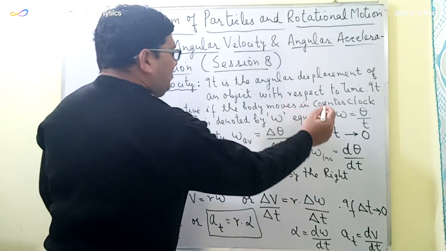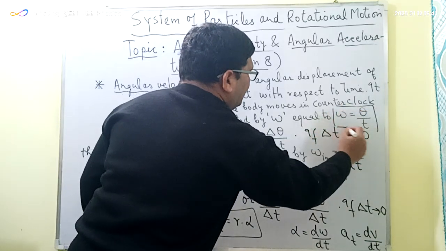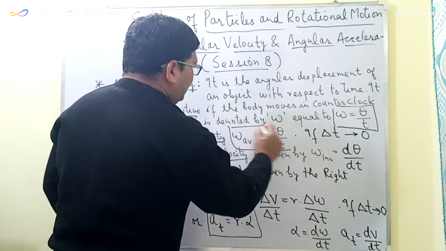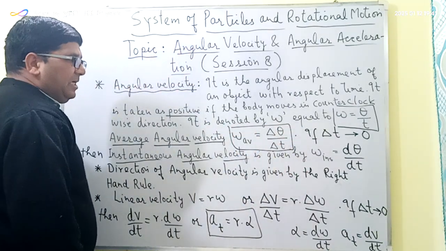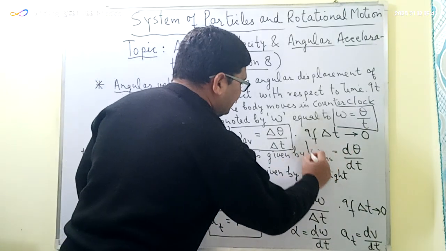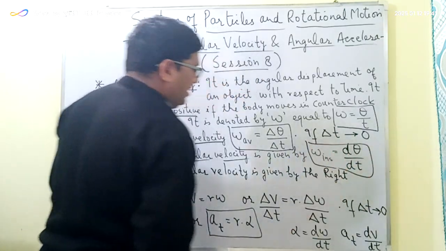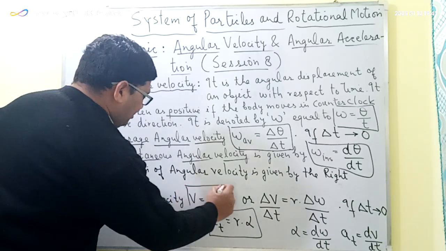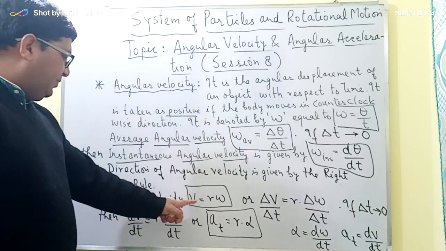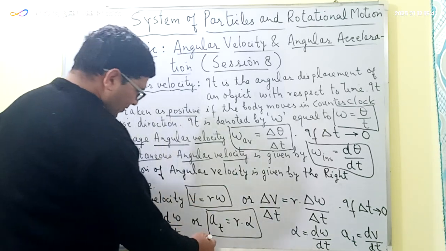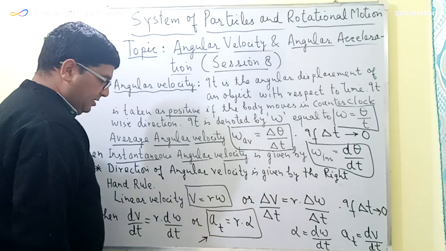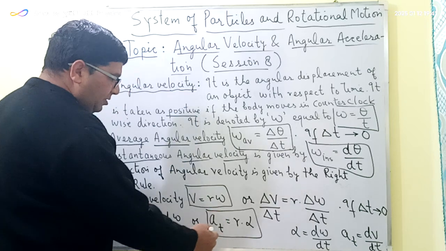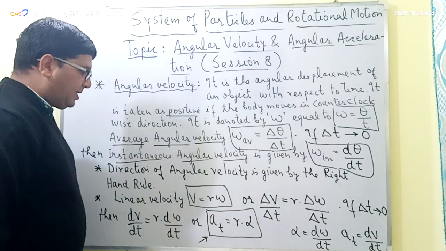Then another important formula is that omega is equal to theta upon t. The average angular acceleration is equal to delta theta upon delta t, and the instantaneous angular acceleration is equal to d theta upon dt. And the linear velocity is related to the angular velocity by the formula v is equal to r omega. From this relation, we were able to find the relationship between the tangential acceleration and the angular acceleration, which is given by the equation at is equal to r into alpha.